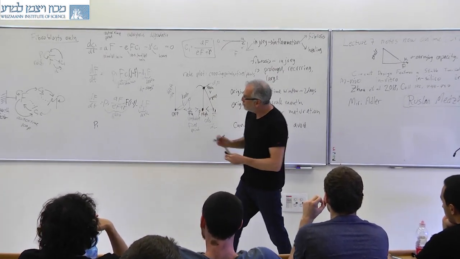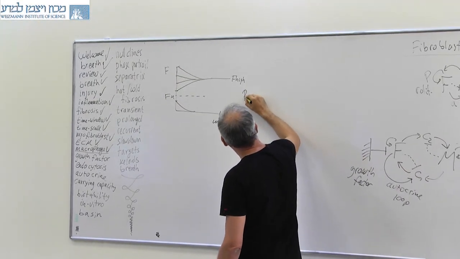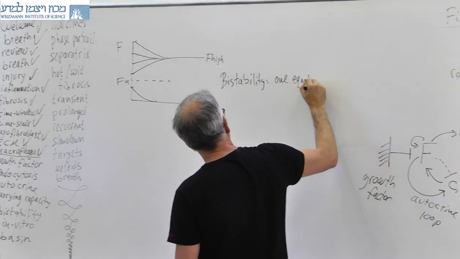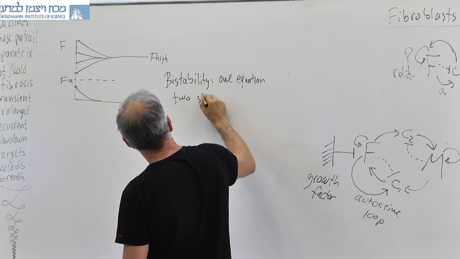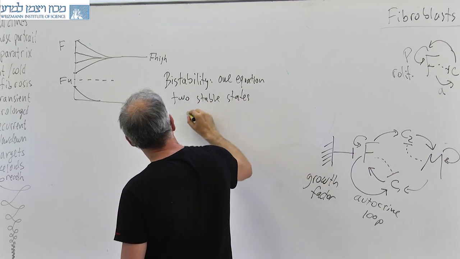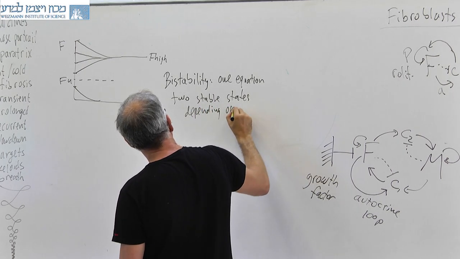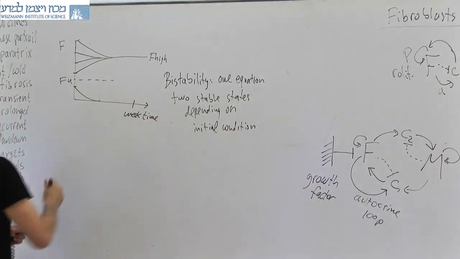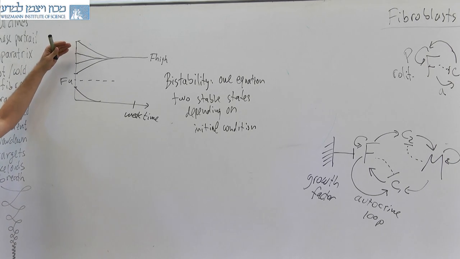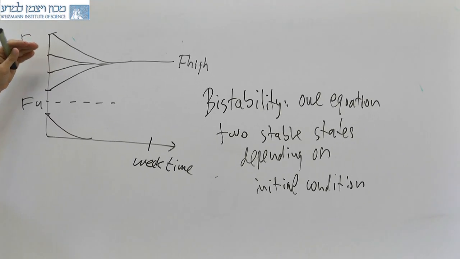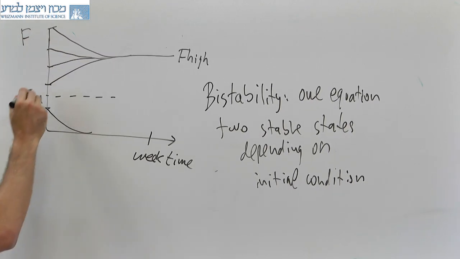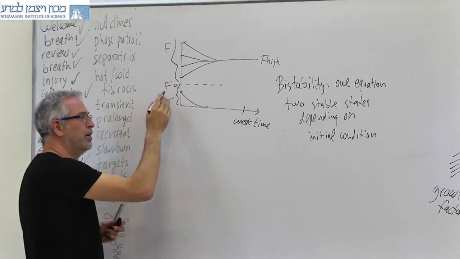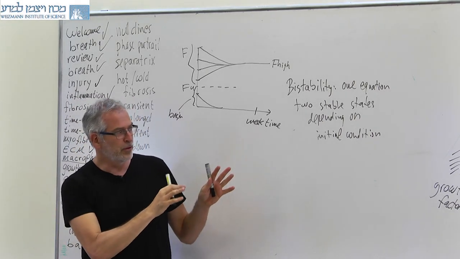All right, now this feature is called bistability. It's one equation, two stable states, depending on the initial condition. It's like the system remembers its initial condition, whether it was low or high, and there's a basin of attraction for the high state and a basin of attraction for the low state. That's called bistability. Okay, that's going to turn out to be very important for us.